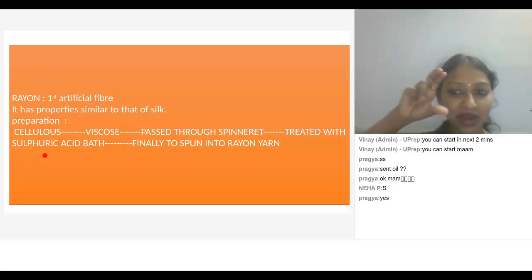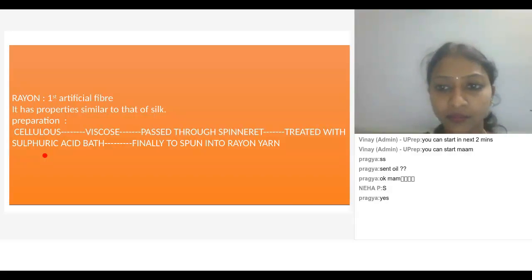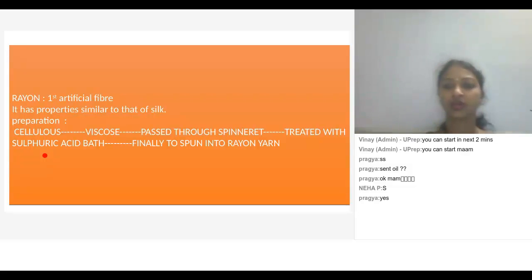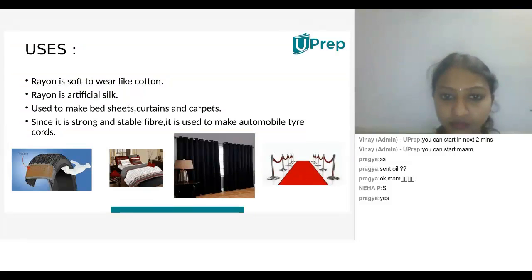Like we have bundles now. Threads, have you seen the bundle of threads? For stitching, if you have seen your mother stitching or any sewing purpose, you take them. So this strong rayon thread can be spun into rayon yarn. Understood, Arun? Yes, ma'am.